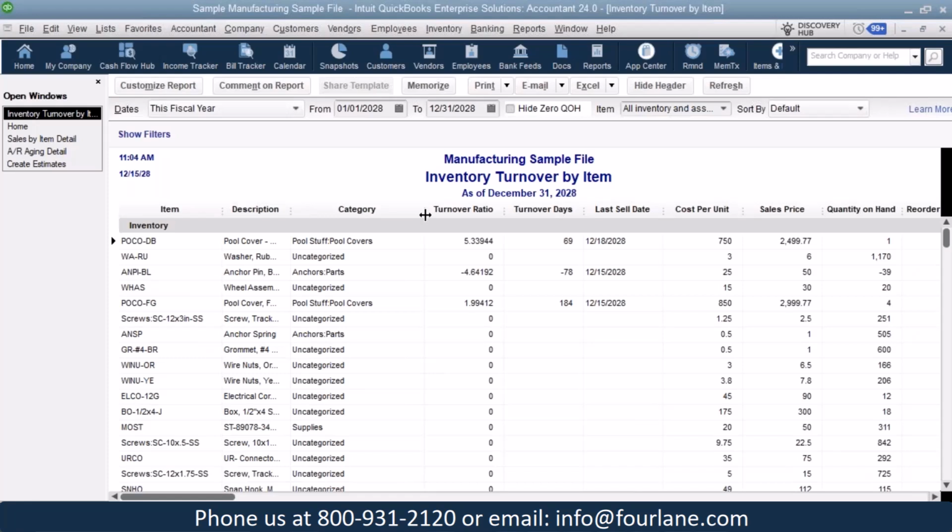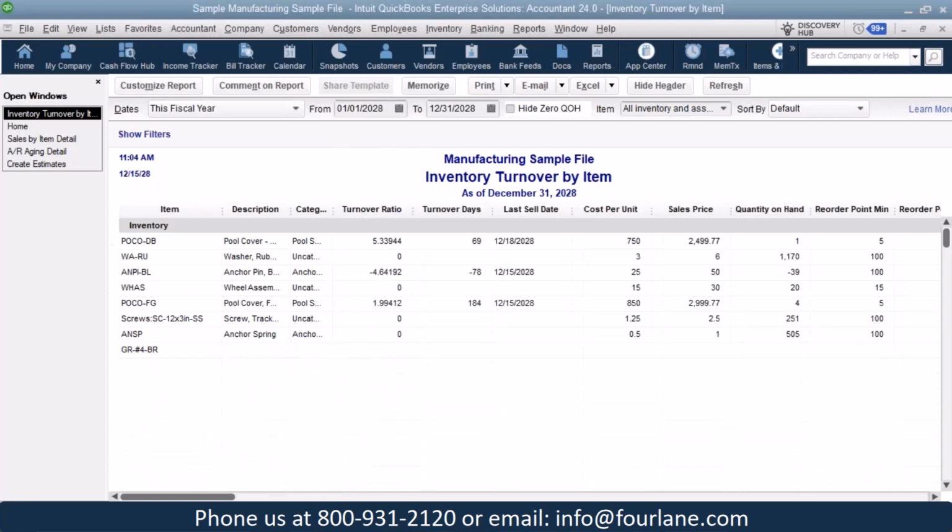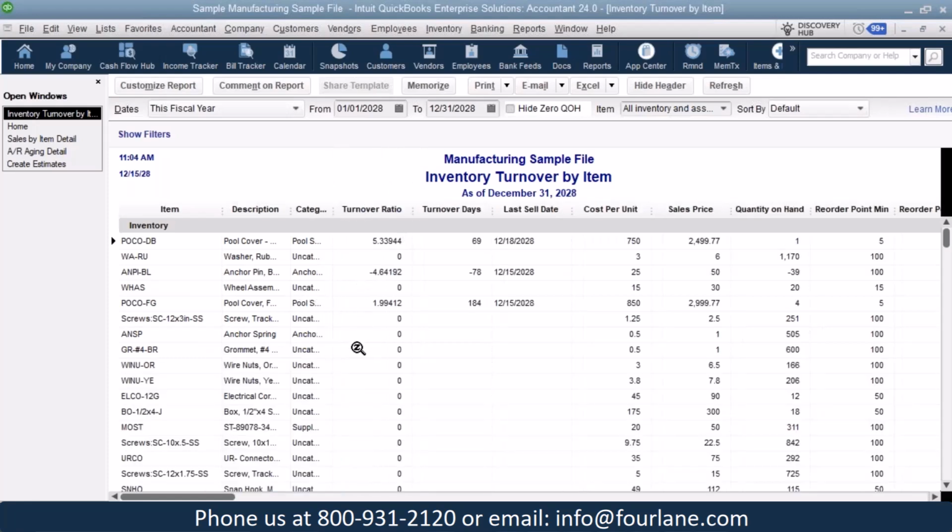they have the category, which if you're not using categories, those are very powerful. We have the turnover ratio, the turnover days. We have turnover ratio and turnover days for all those CFOs out there and all the accounting people over there. I'm sure that they're very excited about that.